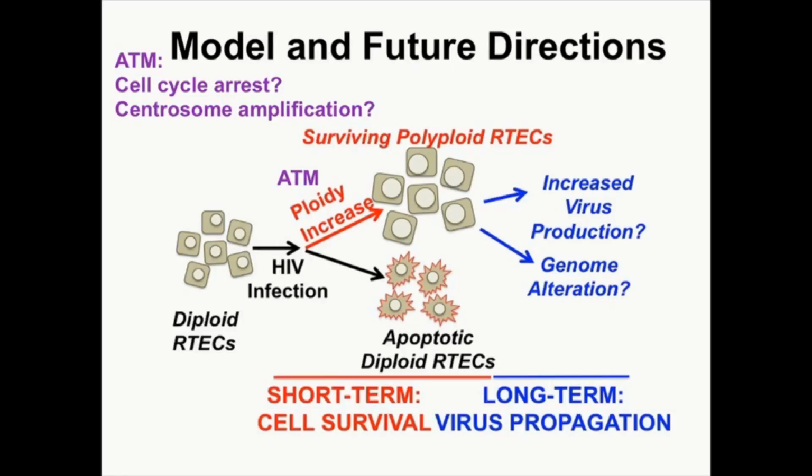But it's also possible, and it's appreciated, that ATM itself can promote centrosome amplification, and so without that, you don't have that path that promotes ploidy. So we're interested in understanding more about what the role of ATM is and thinking a little bit about what ATM inhibitors might be able to do in the context of these HIV-infected kidney cells.